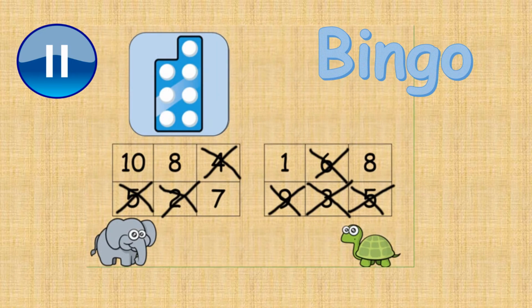How many does my numicon represent? How many holes are there in my numicon? Pause the video, count them up, find the number and cross it off.